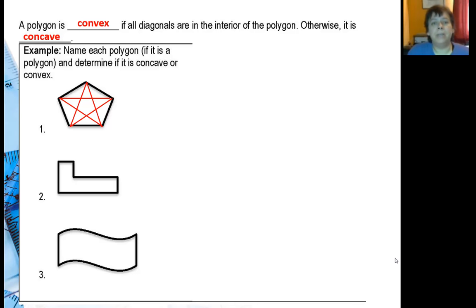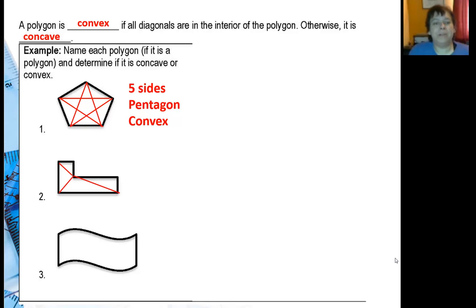And you can see that all of the diagonals that connect non-adjacent vertices are inside of the polygon, so it's definitely concave. Also, this polygon has 5 sides, so it's a pentagon. I'm sorry, I said concave. Convex. I always like to say concave. So this polygon is a pentagon. It has 5 sides, and it's convex. Convex means that all the diagonals are inside.